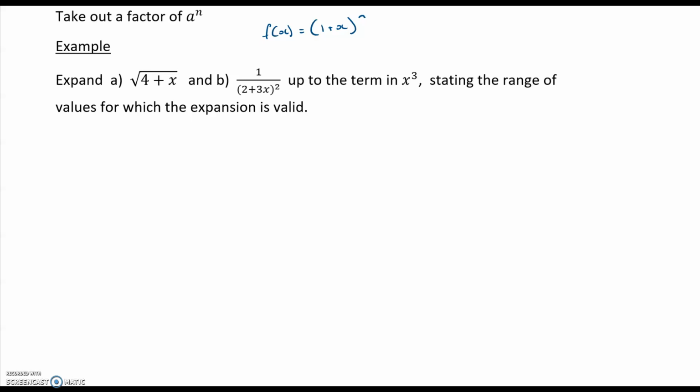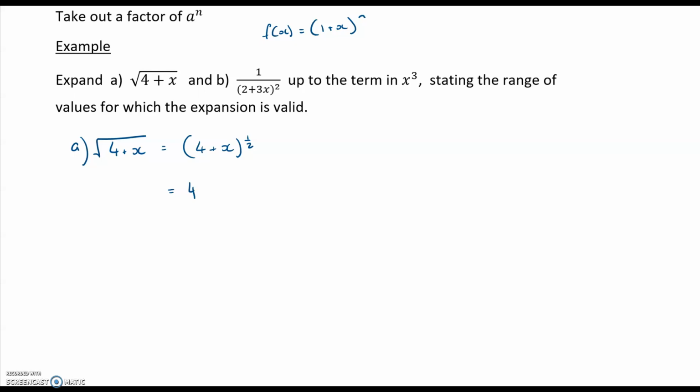So if we take this first one, where we've got root 4 plus x, and we convert that into 4 plus x to the power of a half. Now we need to make this 4 a 1, and we can only do that by dividing through and taking out a factor of 4. Now you notice there's not a factor of 4 on the x, so we're going to divide that by 4 there.